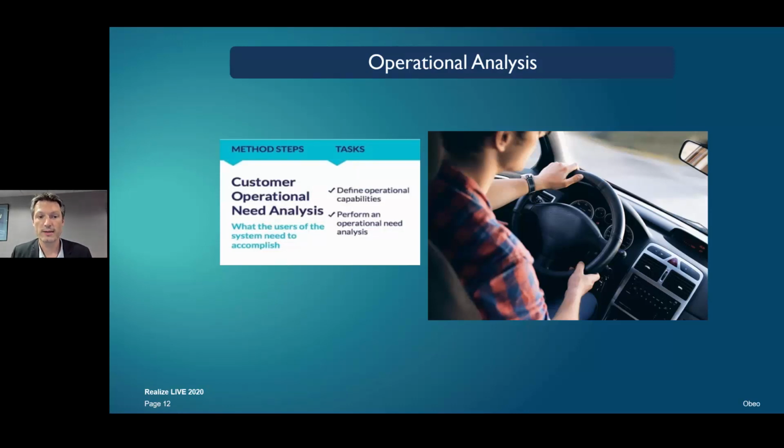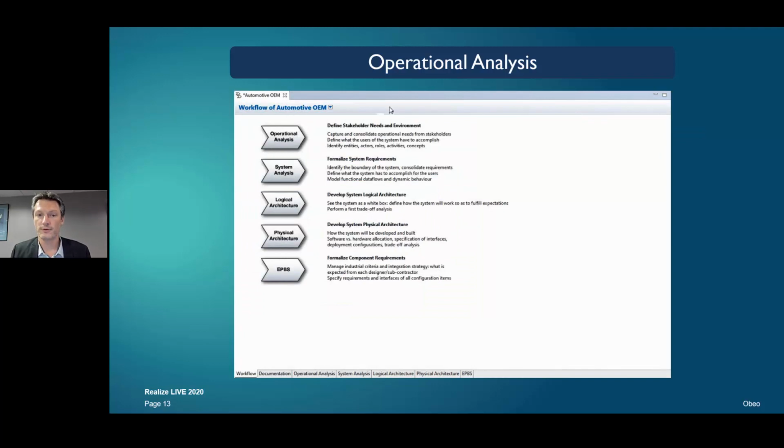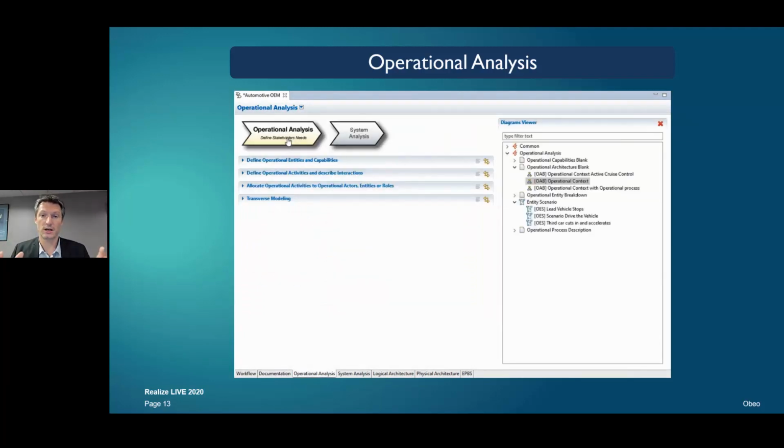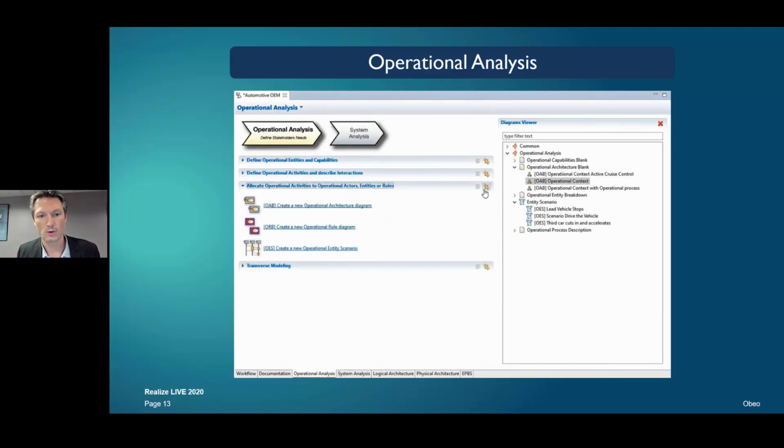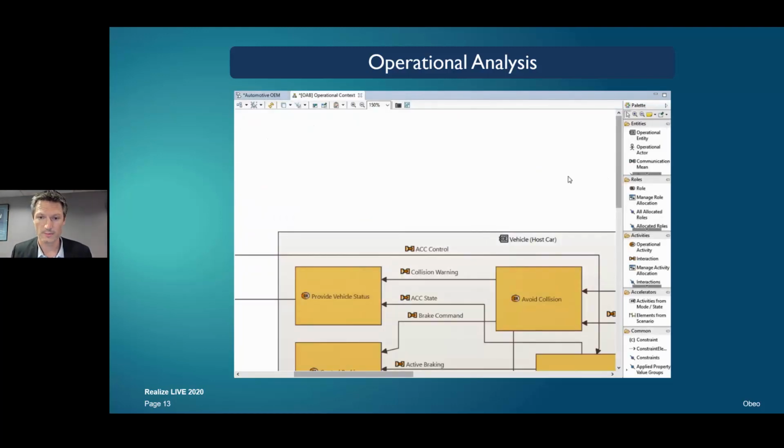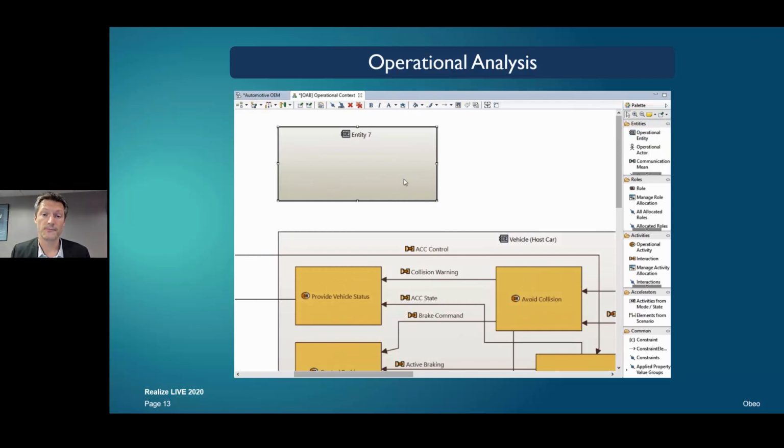First, I will create the operational analysis. So I will focus on how the users interact between them and what they need to accomplish. When I open the Workbench, I have the methodological guidance, which is directly inside the tool, as you can see. So I see all the different steps, and I can open an operational context diagram. I will create a new operational entity, which will be the weather. The weather has an activity which is raining.